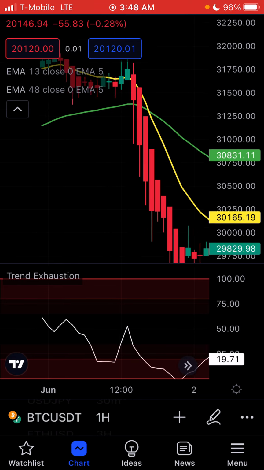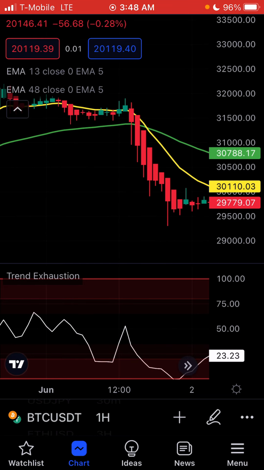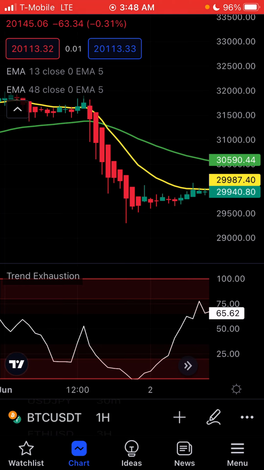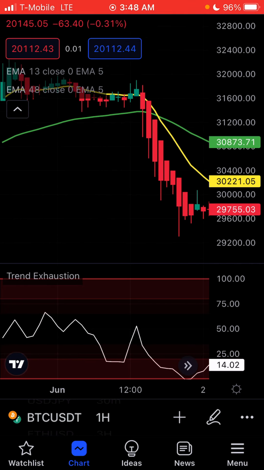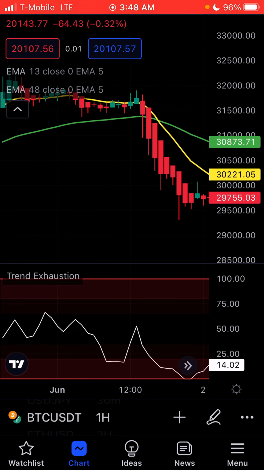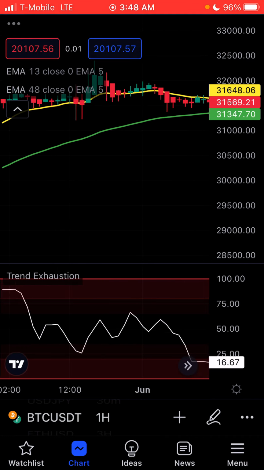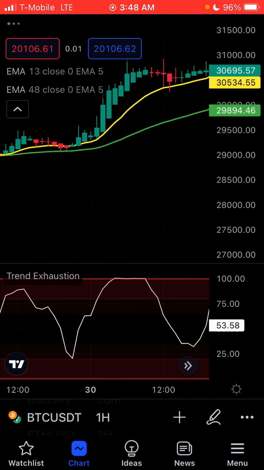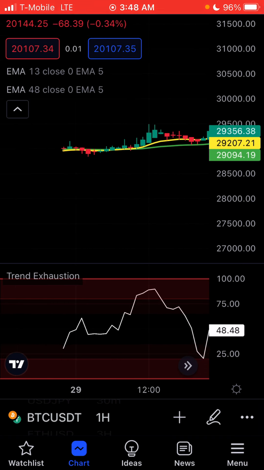The EMA indicators by themselves are enough too, but you may just be like, when do I sell? When do I sell? Look at other indicators. Look at trend exhaustion. It's there to help you, but just with the EMAs alone, you might have your own way. You might be able to figure it out just with the EMAs alone. Let's look at one more.